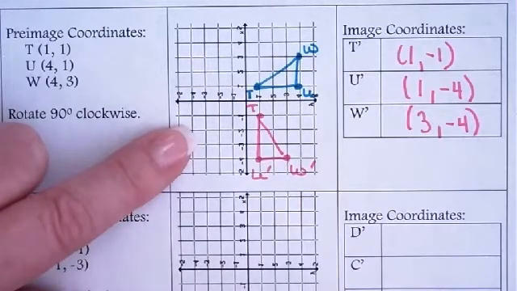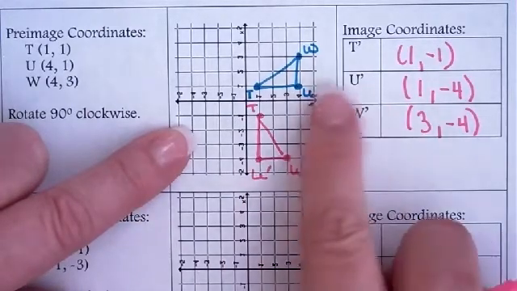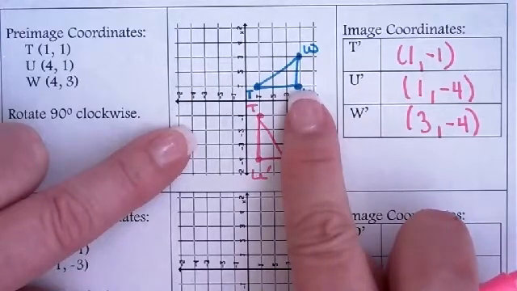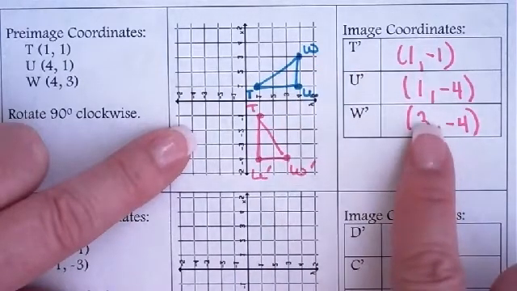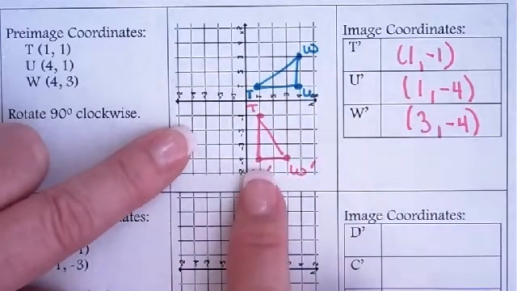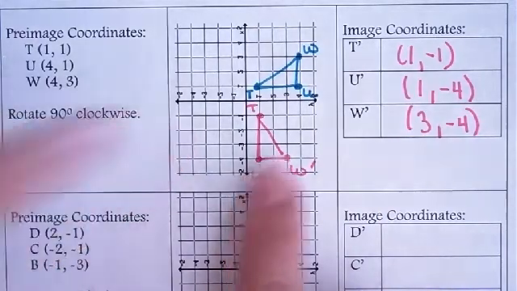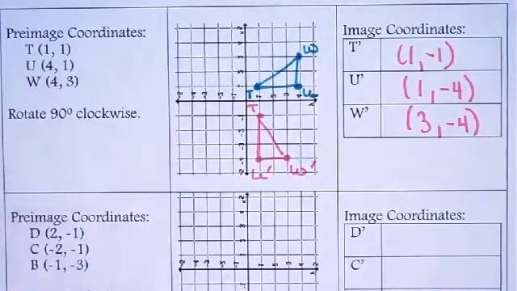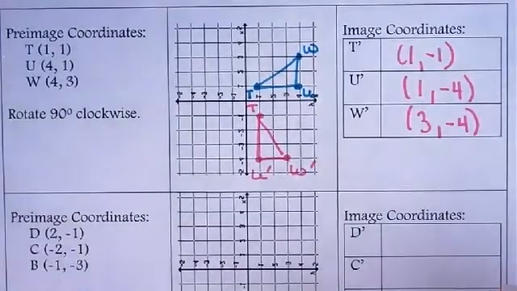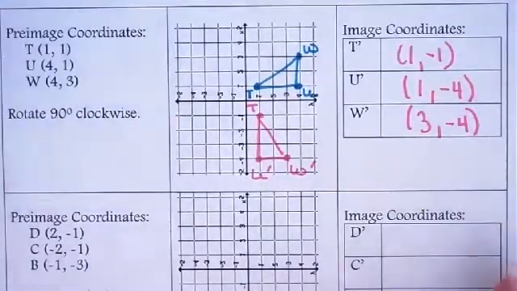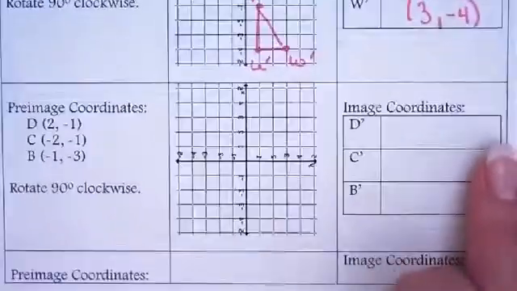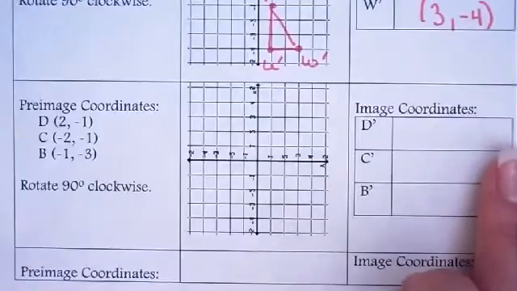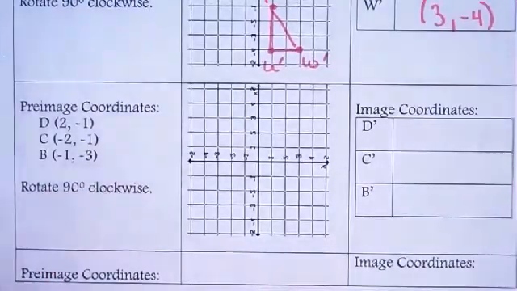And I'm finished. So 3 parts. Graph your original, turn your paper and find your new points, and then come back and put your new points in. Okay? Now let's try this one more time. Let's do number 2 down here. Number 2 is triangle DCB. So let's go ahead and graph DCB.